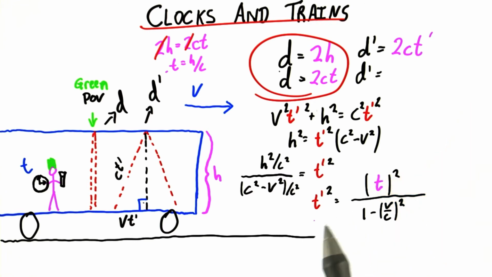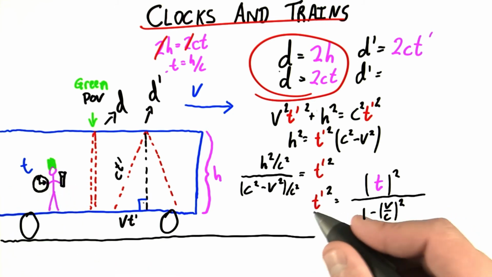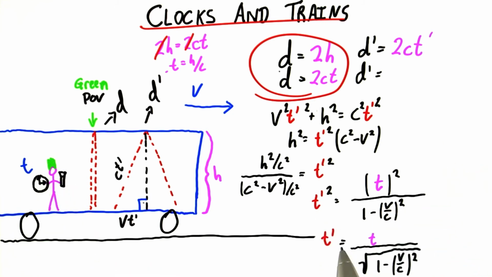Now what I have is a relationship between the time measured on, well, unfortunately I erased red, but measured on red's clock, and the time t measured on green's clock. Let's just take the square root of both sides, and I find that the time measured on t prime, the red clock, is equal to the time measured on this guy's clock with this mathematical expression modifying it.